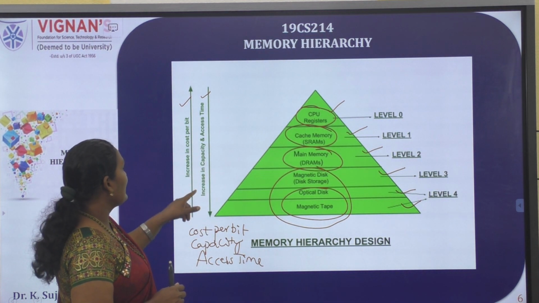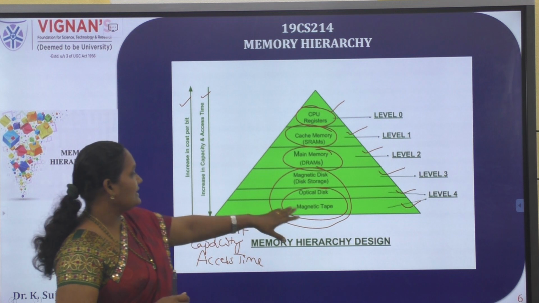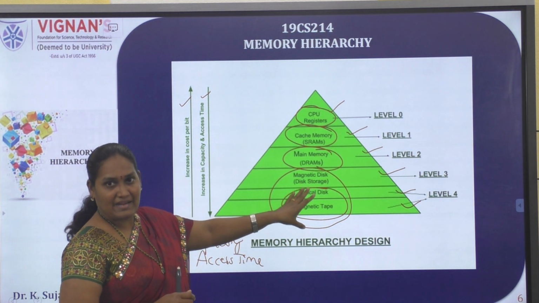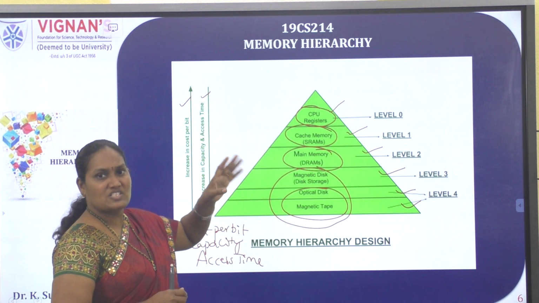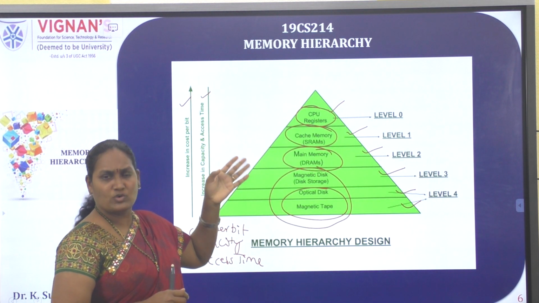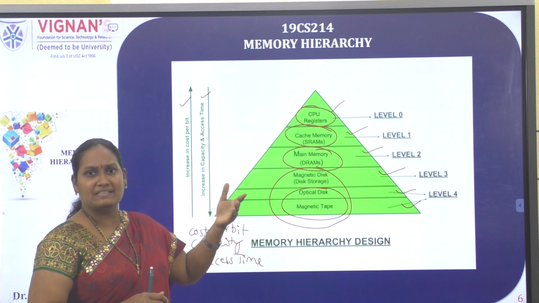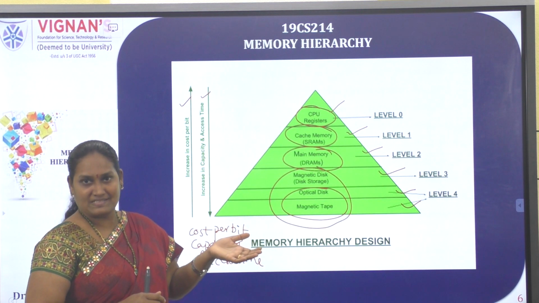And coming to capacity, the secondary storage devices have larger capacity compared to registers. Registers can hold, based on their size, either 8 bits or 16 bits or 32 bits, like that.